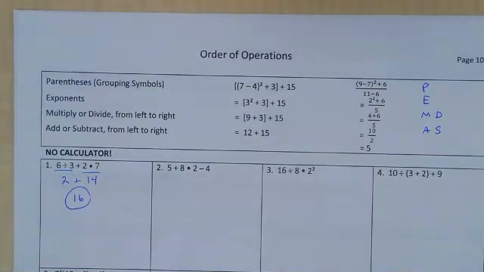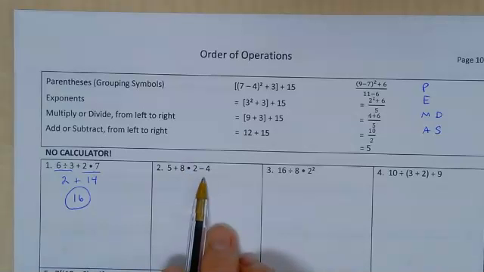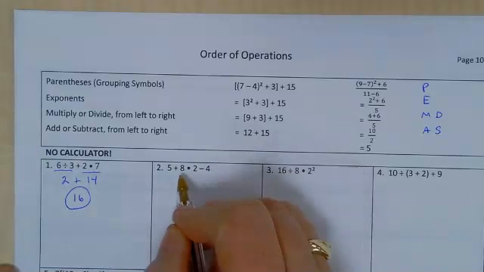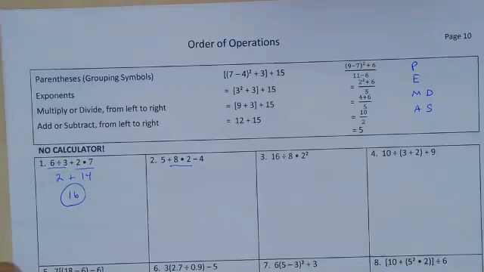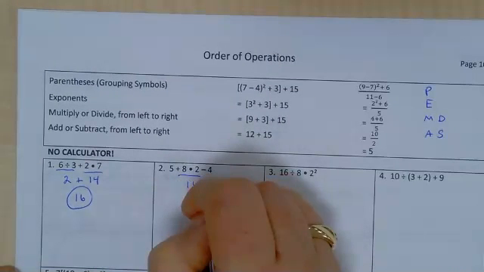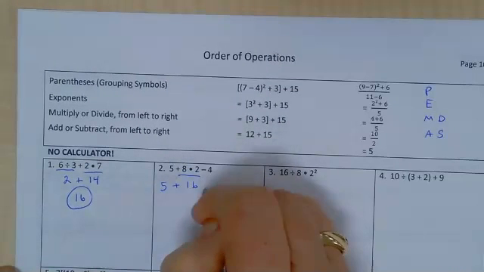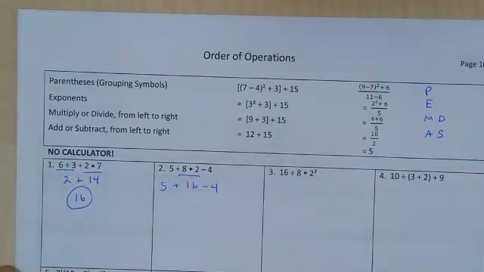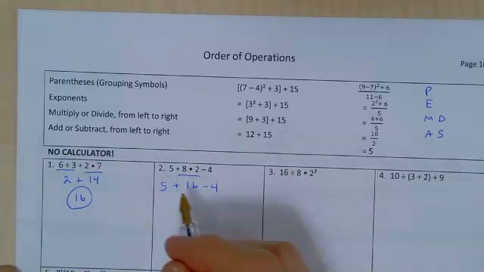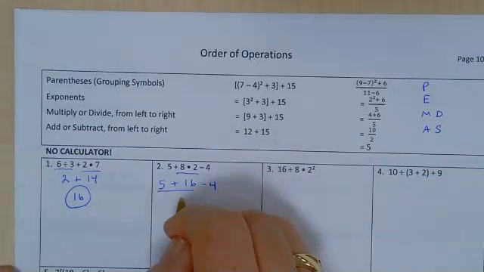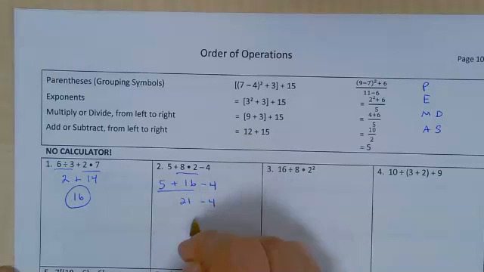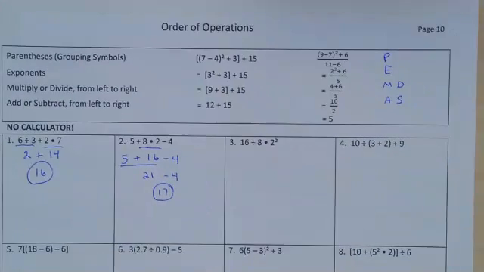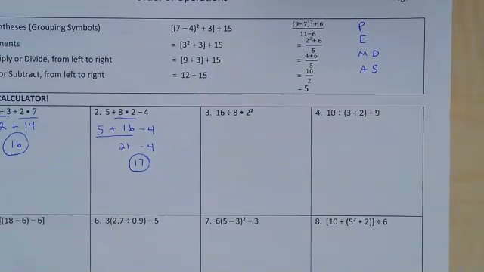It's okay. Here I've got add, multiply, subtract. Where do I begin? Multiply. 8 times 2 is 16. And now it's all add, subtract, so you can work your way from left to right. You guys able to see that okay?